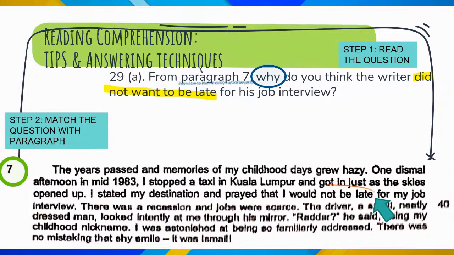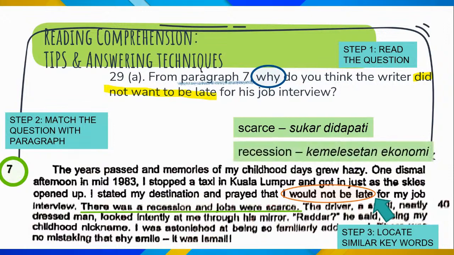So these are the keywords there. It's very close by. The answer is very close by. It's actually here. There was a recession and jobs were scarce. So recession means kemelesetan ekonomi and scarce means sukar didapati. So why do you think the writer did not want to be late? Is because there was a recession and jobs were scarce. You can straight away copy from the paragraph, from the sentence.